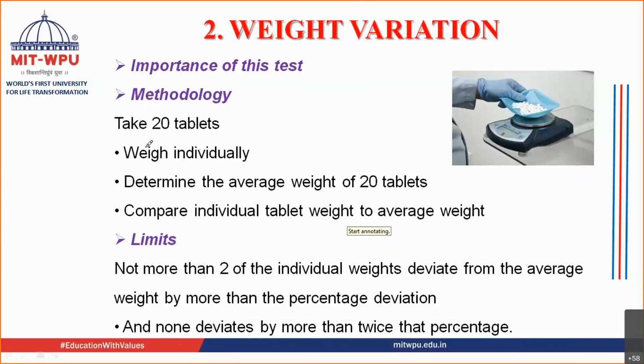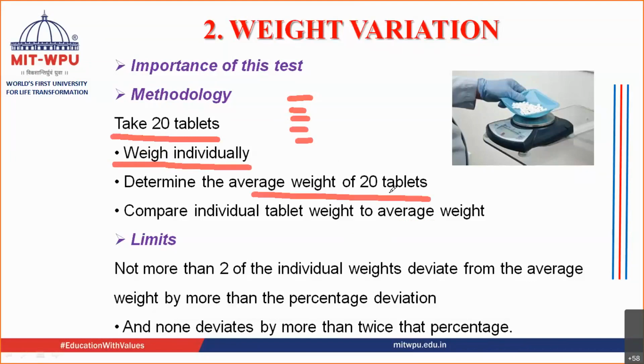In order to carry out this test, you are going to select any 20 tablets, right? You are going to weigh these tablets individually. You are going to write down the weight of these 20 tablets, 1, 2, 3, 4, 5, 6. And then you are going to determine the average weight of these 20 tablets. How do you determine the average weight?